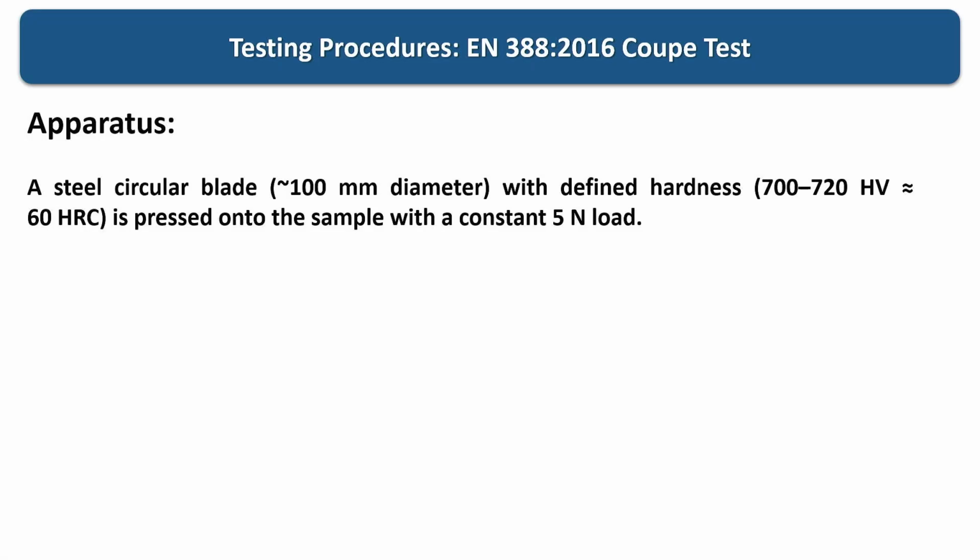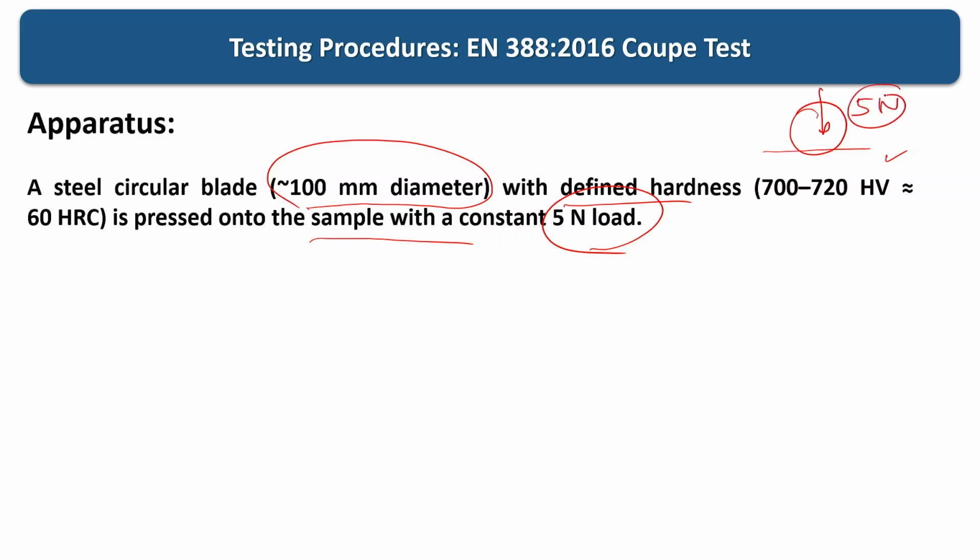Now, the test procedure. A steel circular blade of 10 centimeter, that is 100 millimeter, diameter with defined hardness, a hardness value of 700 to 720, which is typically equivalent to 60 HRC. That blade is pressed onto the specimen at a constant contact load, as we have mentioned, a 5 Newton load.